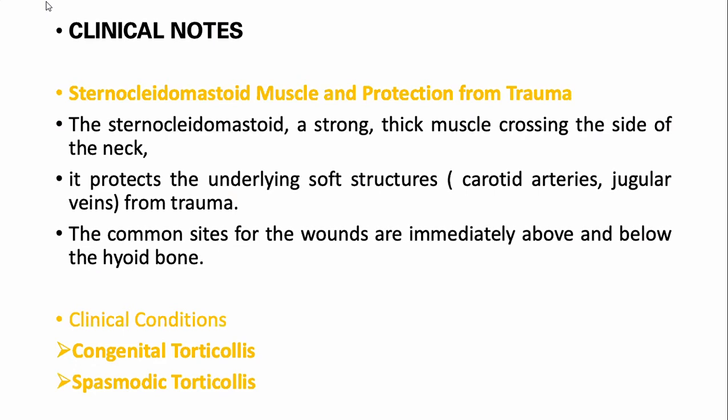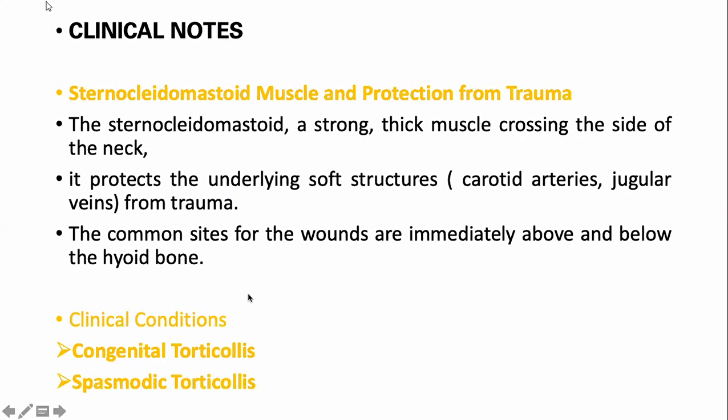For the sternocleidomastoid muscle: it is a strong, thick muscle crossing the side of the neck. It protects the underlying soft tissue structures, including the carotid arteries and the jugular veins, from trauma. The common sites for wounds in the neck are immediately above and below the hyoid bone. In this part of the neck, the sternocleidomastoid muscles are widely separated from each other as compared to the lower part of the neck.